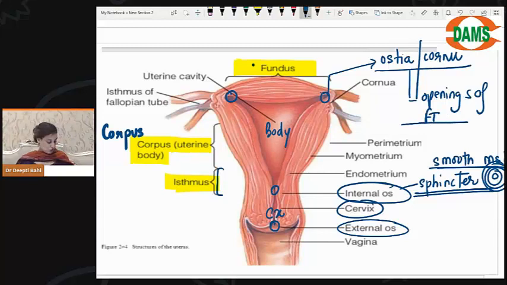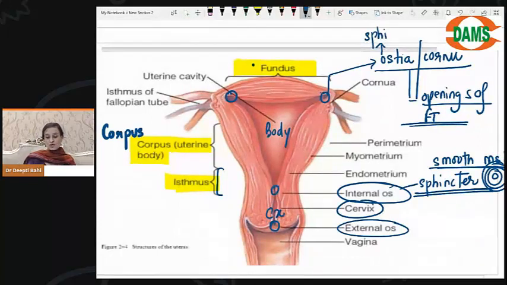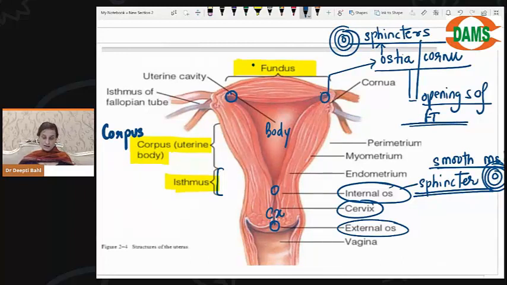So, there are two more openings, the ostia or the cornu, one on the right side, one on the left side. These are openings of the fallopian tube. These are also sphincters, right? Which means that the smooth muscles here are again arranged in a concentric manner, right? So they will open and close.